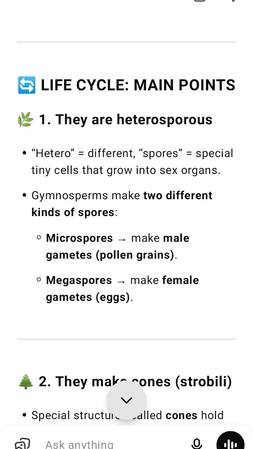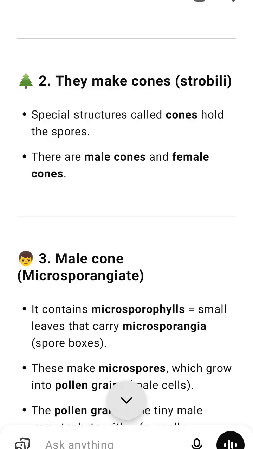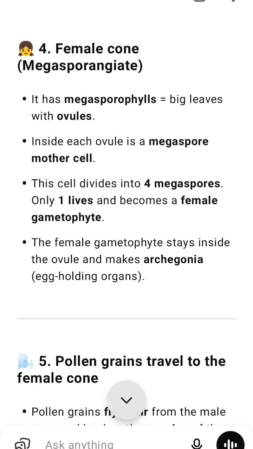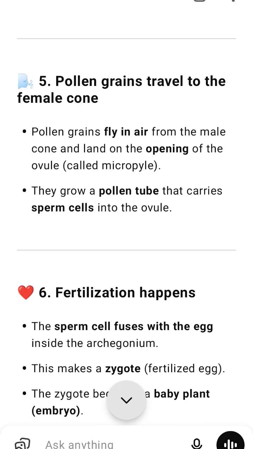Special points. No free-living sex organs. Male and female gametophytes never live on their own. They always stay inside the parent plant. Male cones and female cones can be on same or different plants. In Pinus, both on the same tree. In Cycas, male and female cones grow on different trees. Seed formation in gymnosperms is a big step in evolution because it protects the baby plant better than just using spores.